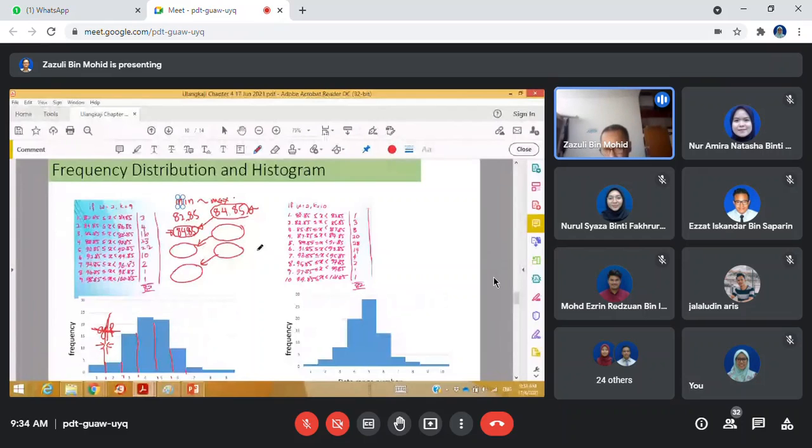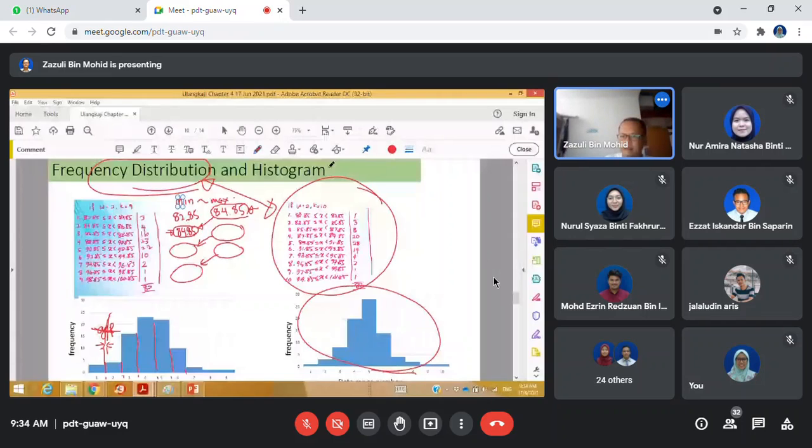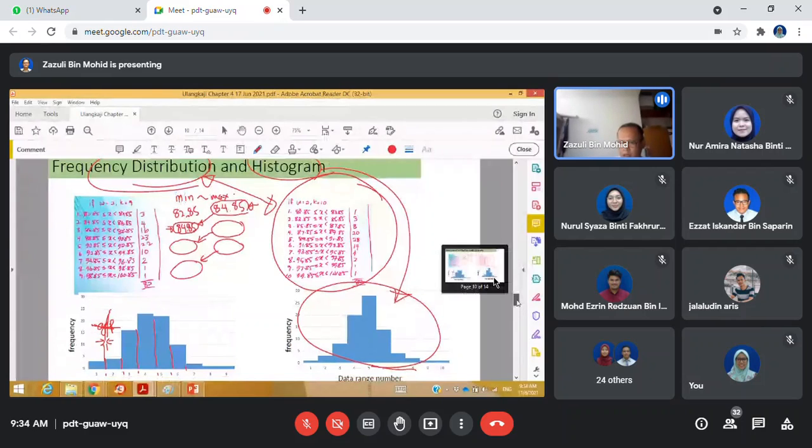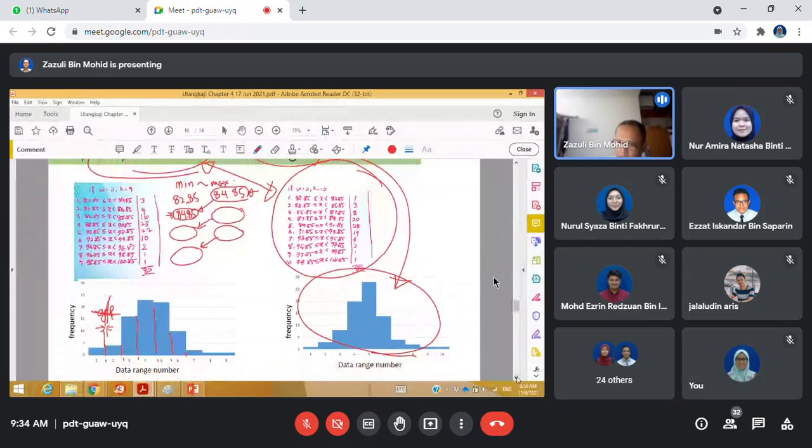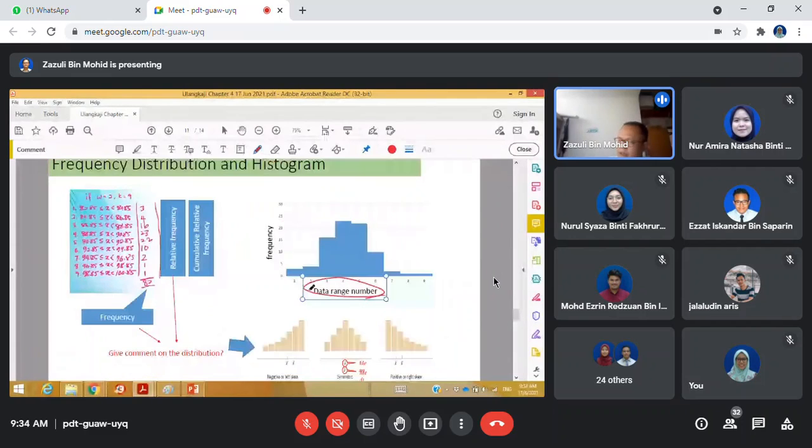And then once you have calculated, you can have the distribution. This is what we call the frequency distribution. The graph here we call the histogram. When you draw the graph, make sure you have the name of the x-axis and the name of the y-axis. So when you plot, you have it like this.